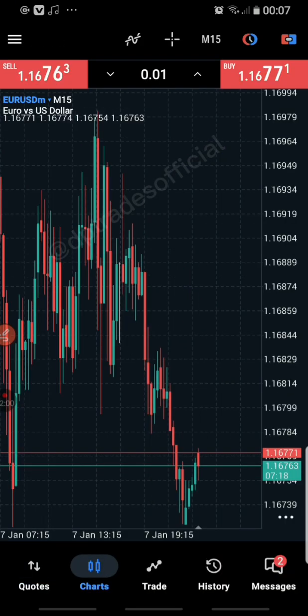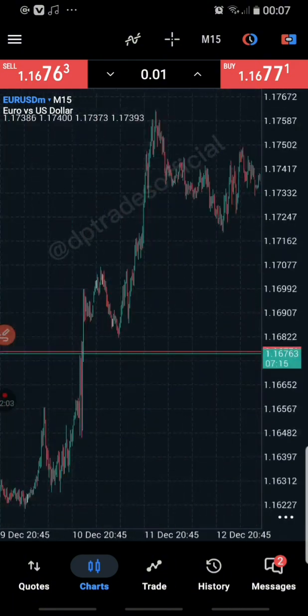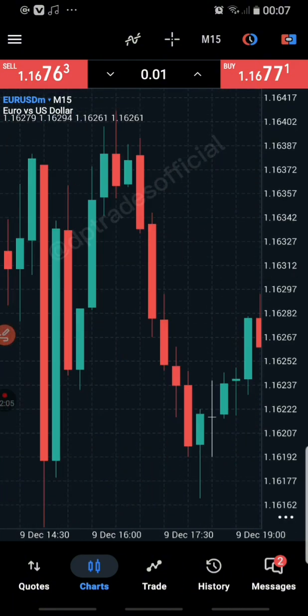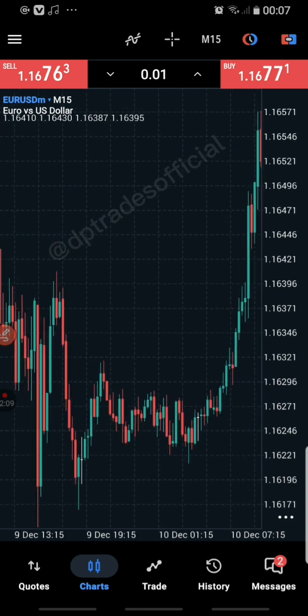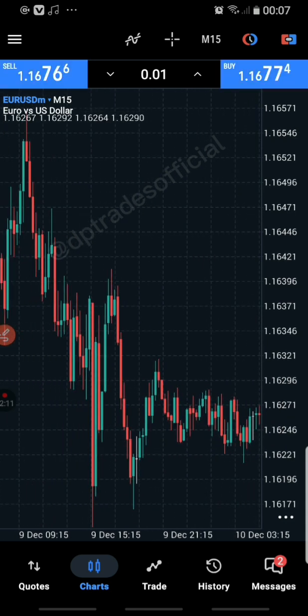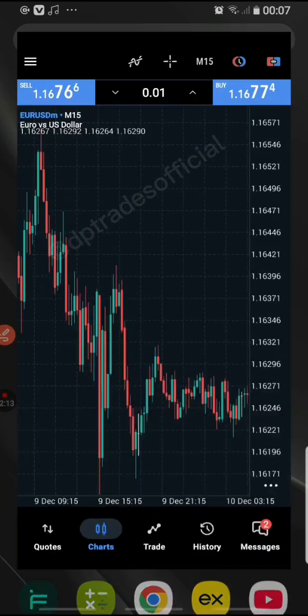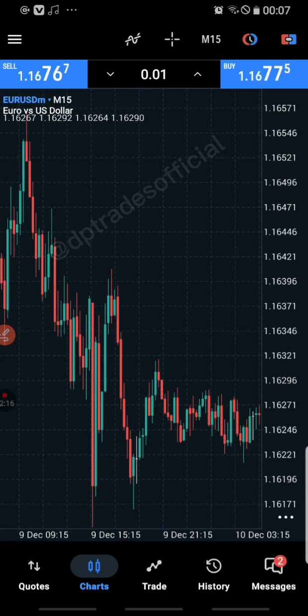Now, it works on any pair. So I'm on a 15-minute time frame. Now the way this method works, it is adapted from ICT. If you have heard of it, ICT, inner cycle trader. That means it is a time-based model.